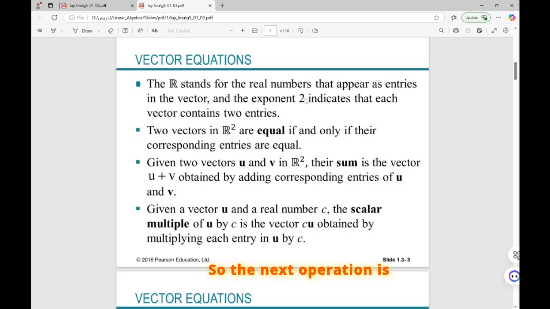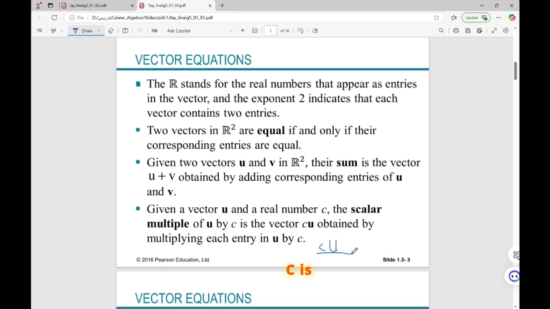So the next operation is multiplication of a scalar, a number, in a vector. How do you do this? You multiply each entry in U by C. Exactly, you have a vector like U and a scalar like C. What does this mean? Multiplication of scalar C in vector U. As your friend pointed out, it means C is multiplied to each entry of U.